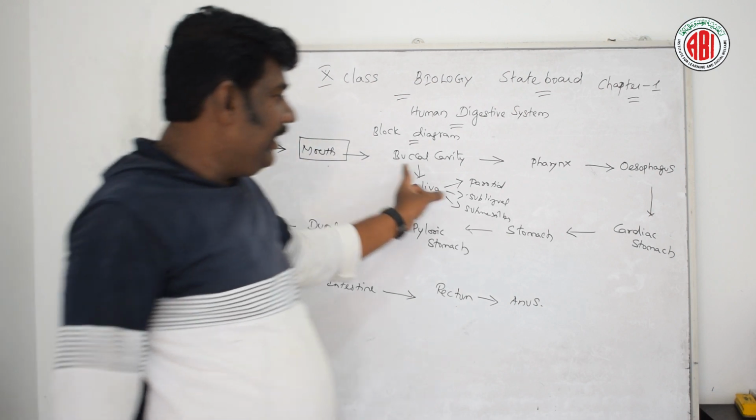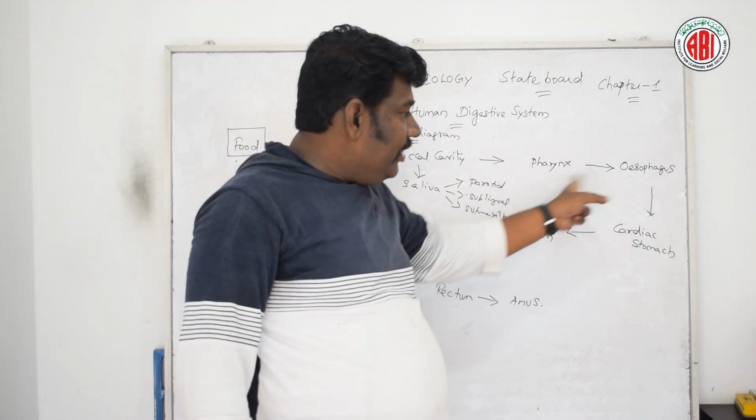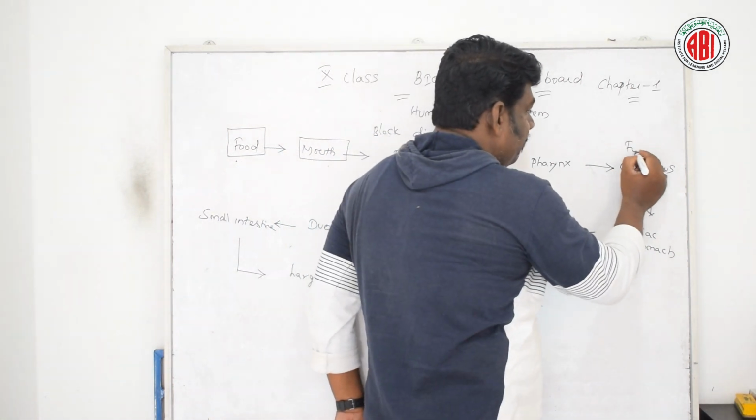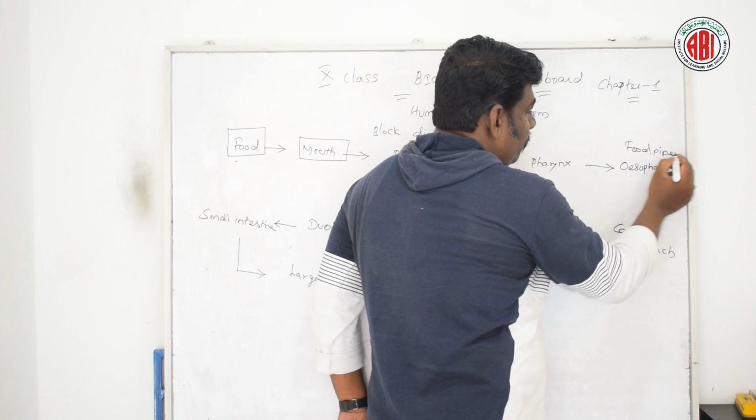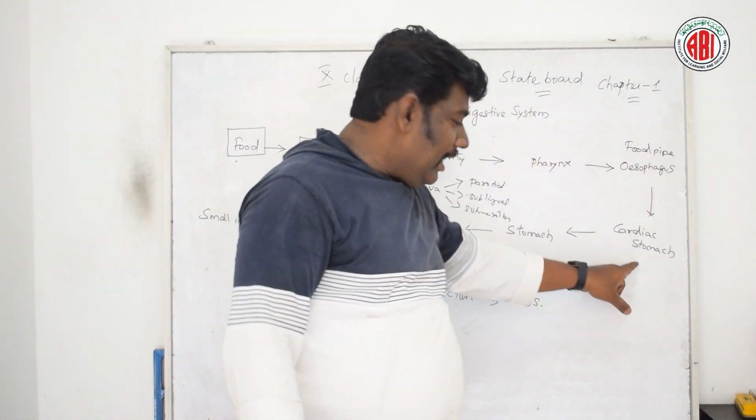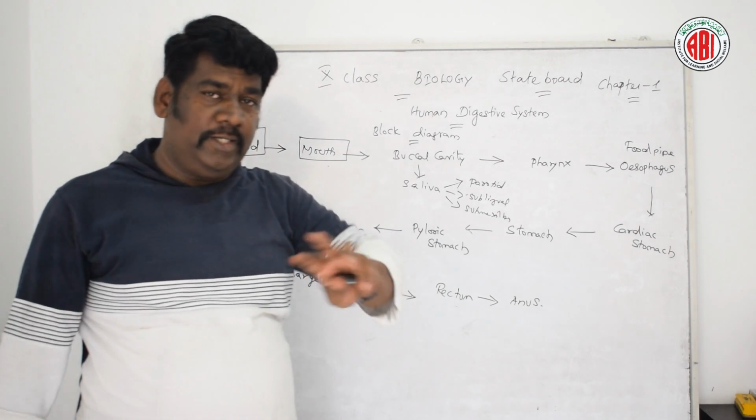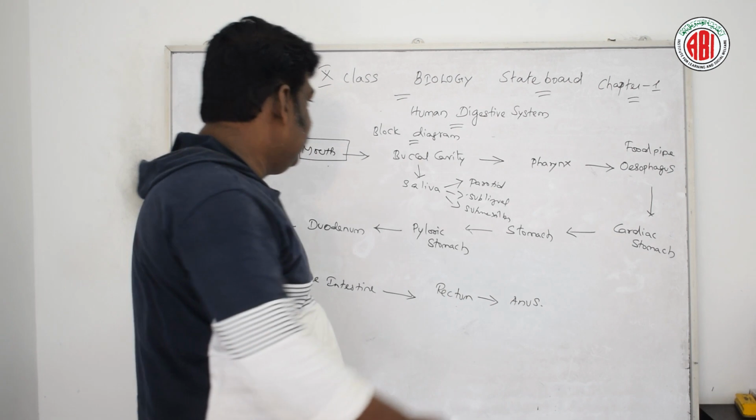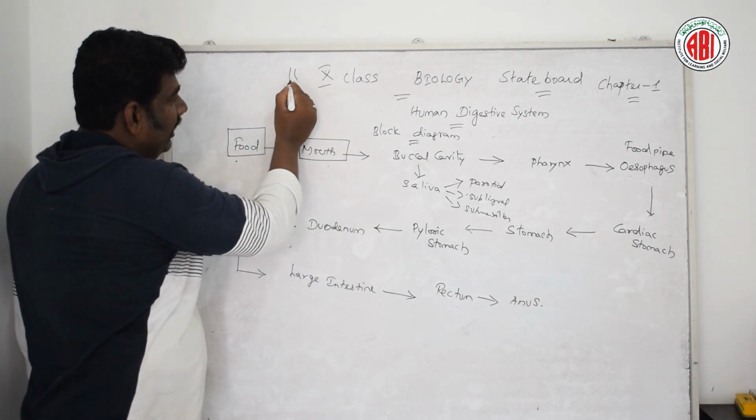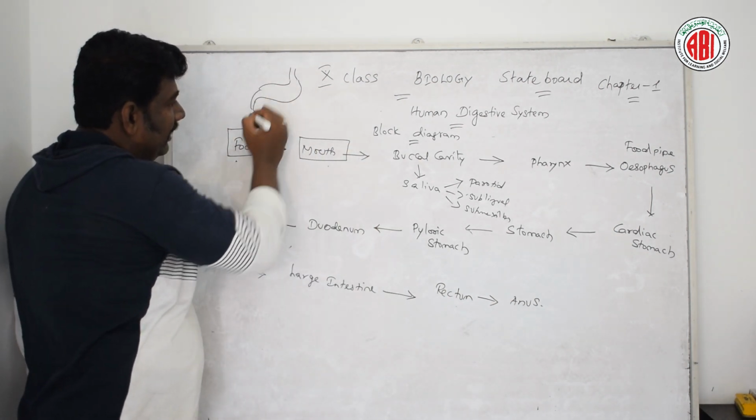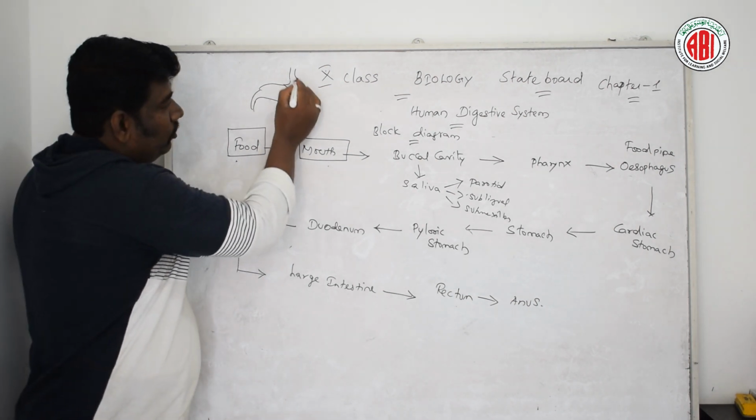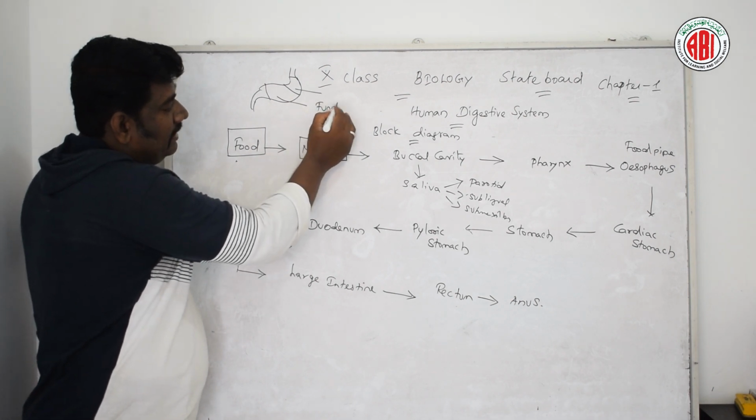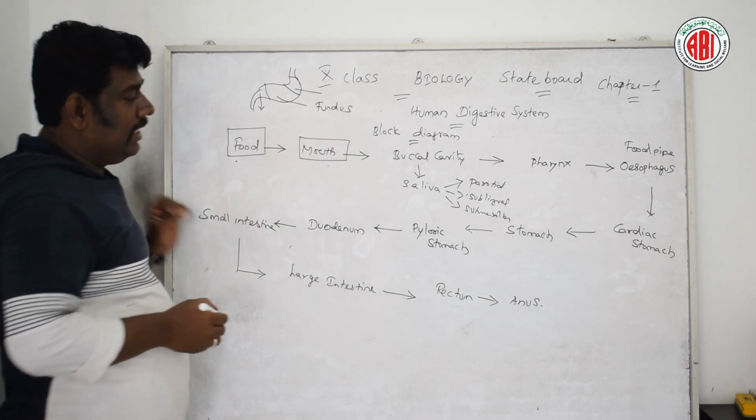So from the buccal cavity, the food is entering to pharynx, pharynx to esophagus. If you can't remember the name esophagus, at least try to write food pipe. So coming to food pipe, and through the food pipe, cardiac stomach. Actually stomach is divided into three parts: cardiac stomach, fundus and pyloric stomach. Suppose you see the structure of stomach, it is looking like an S shape, as I said earlier. So the beginning part of the stomach is called cardiac stomach. The middle part of the stomach is called fundus. And the third part of the stomach is called pyloric stomach.